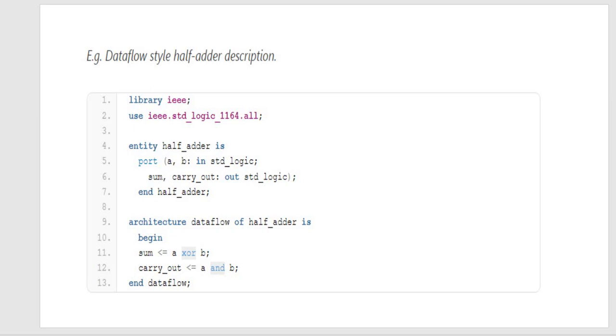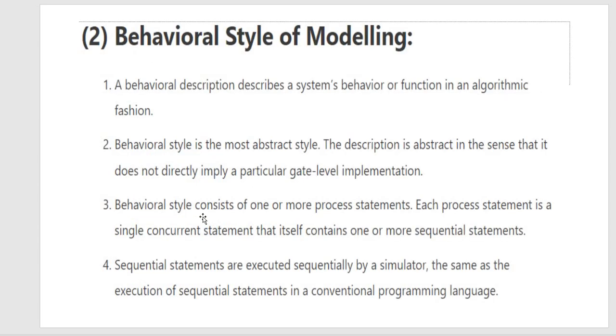Then second style is behavioral style. The behavioral description describes the system's behavior or a function in an algorithmic fashion. Behavioral style is the most abstract style. The description is abstract in the sense that it does not directly imply a particular gate level implementation. That means you can use your truth table or any other thing. Behavioral style consists of one or more process statements. Each process statement is a single concurrent statement that itself contains one or more sequential statements. Sequential statements are executed sequentially by a simulator, the same as the execution of sequential statements in a conventional programming language.